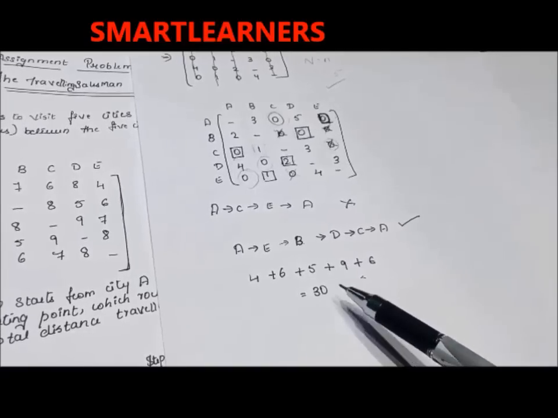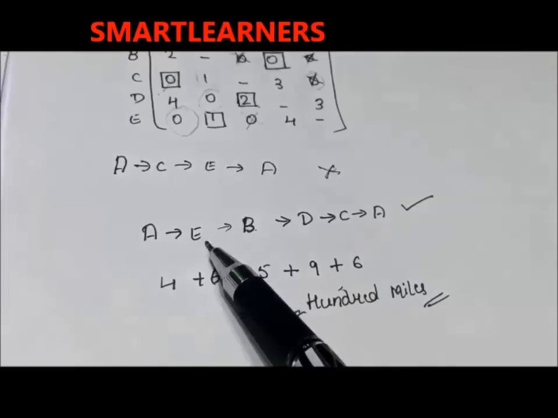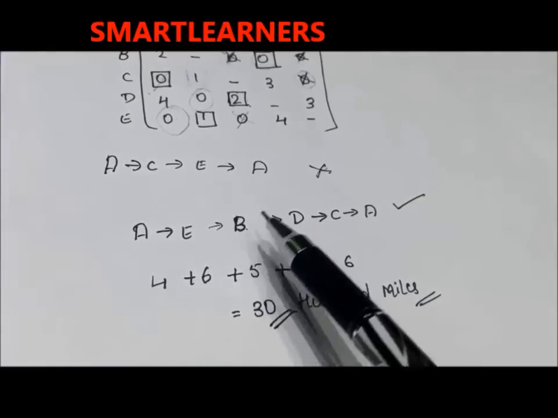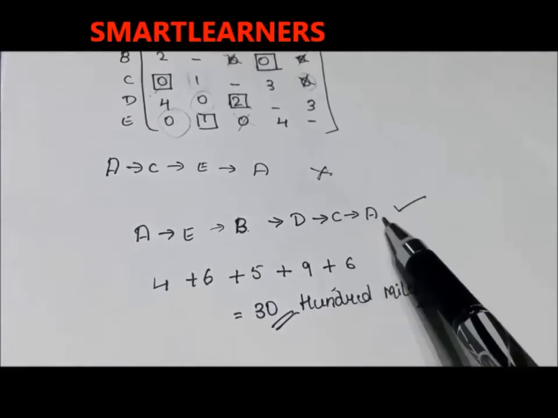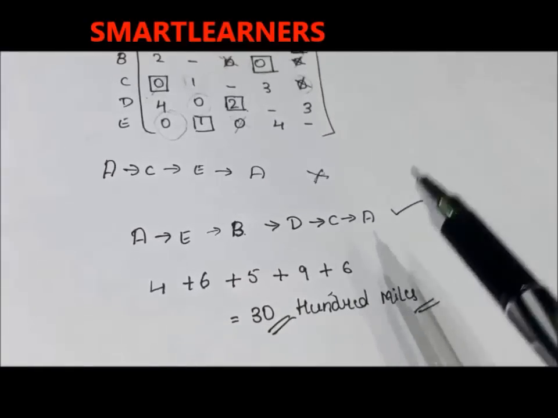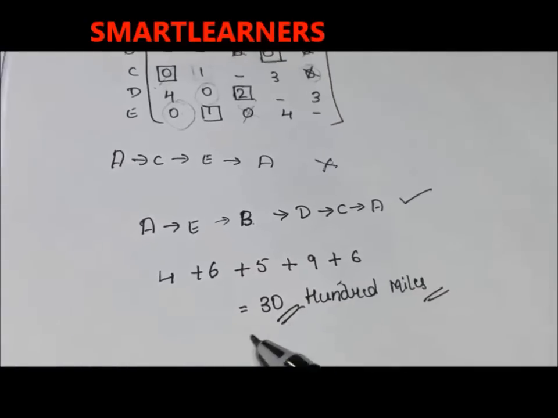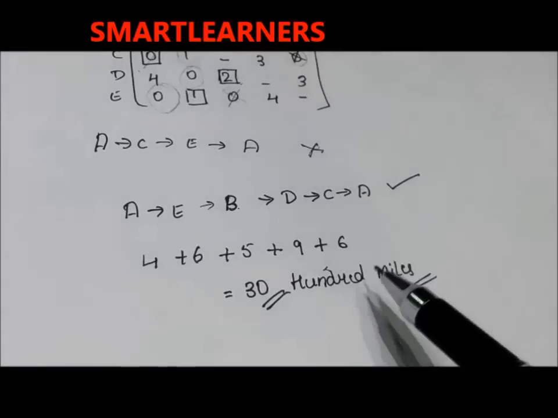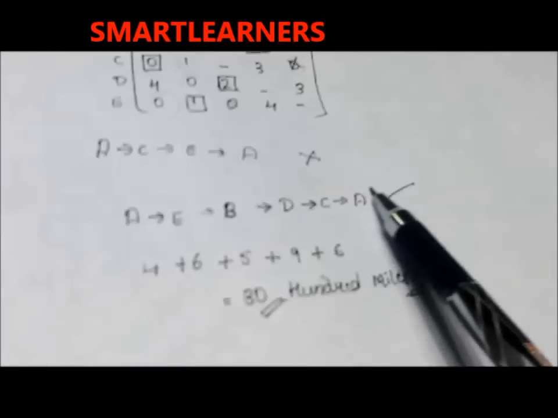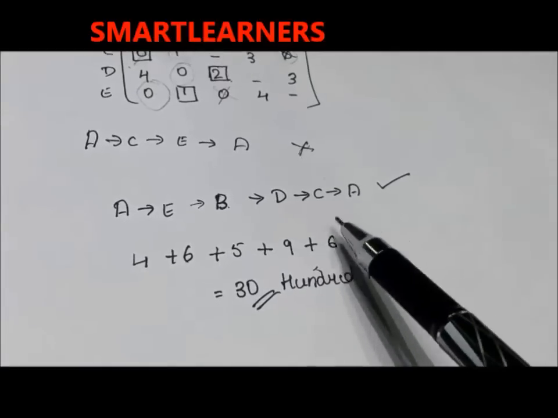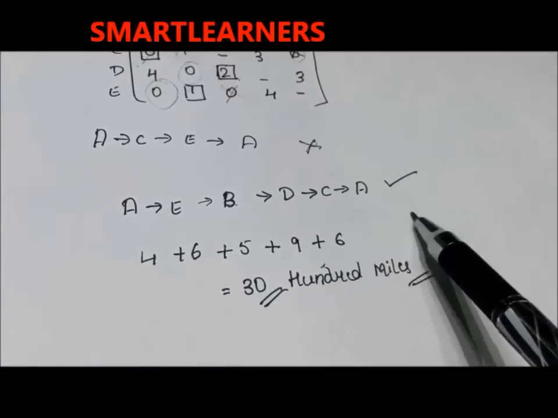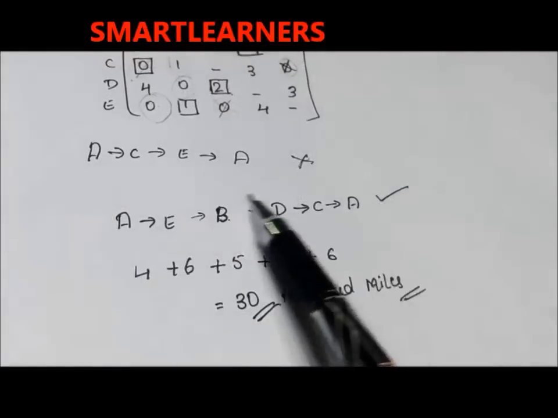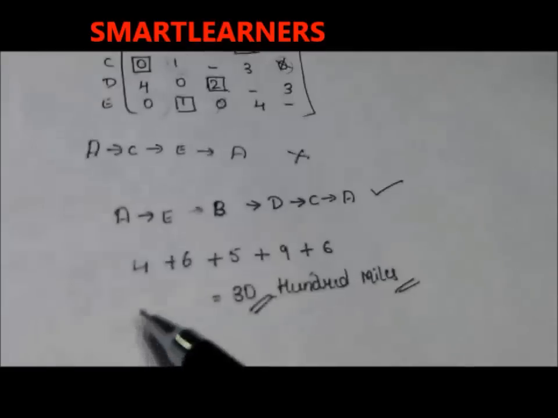This is the minimum travel distance, from A to E, E to B, B to D, D to C, C to A. The total minimum distance covered by him will be 300 miles. So this is the minimum distance that he has to definitely cover to visit all the other cities and return back to his starting point. So this is the path that has to be taken by the travelling salesman.